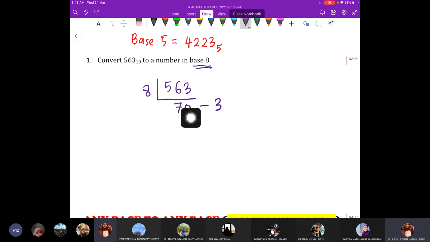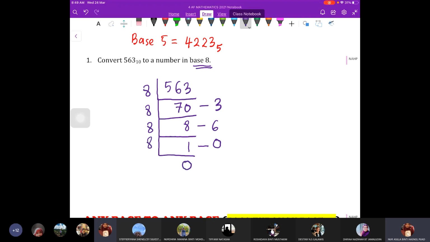Ingat kamu kena tulis remainder dekat nombor ni. Ada student tulis remainder kat atas. Itu tak boleh lah, dia mesti dekat nombor yang dia dah bahagikan. And then divide dengan 8 lagi sekali, you will get 8, remainder is 6. And then kat sini, divide by 8, you get 1, remainder is 0. And then kena divide lagi dengan 8, finally it becomes 0, remainder 1. Okay. Akhir mesti kosong.